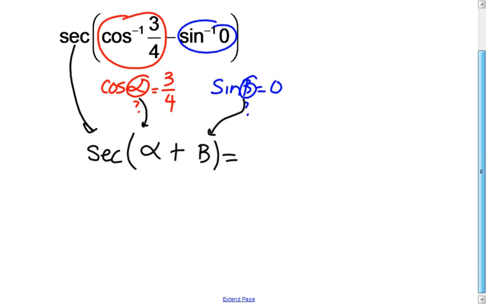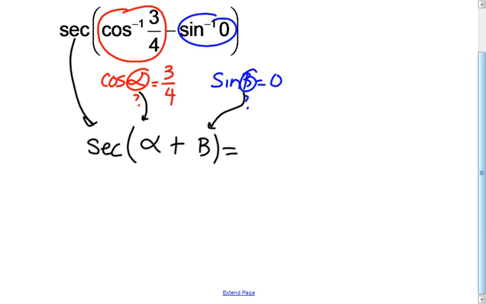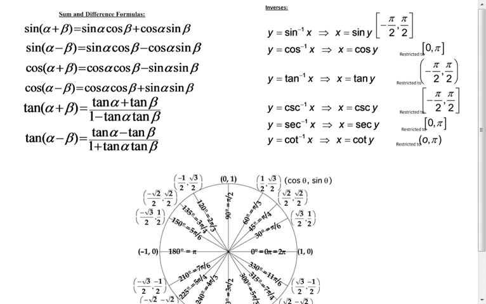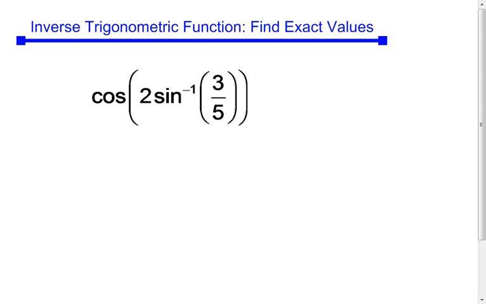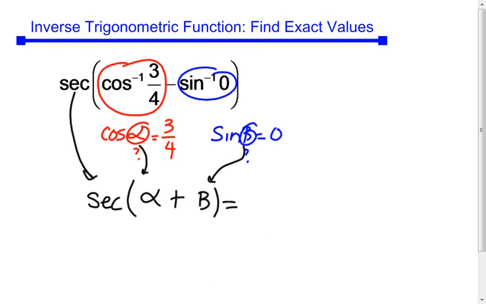Okay? So, I don't have a formula for secant at alpha plus beta, so remember that secant is the reciprocal to cosine, and so I will use this formula right here under 1, so 1 over that. So 1 over cosine alpha cosine beta minus sine alpha sine beta.